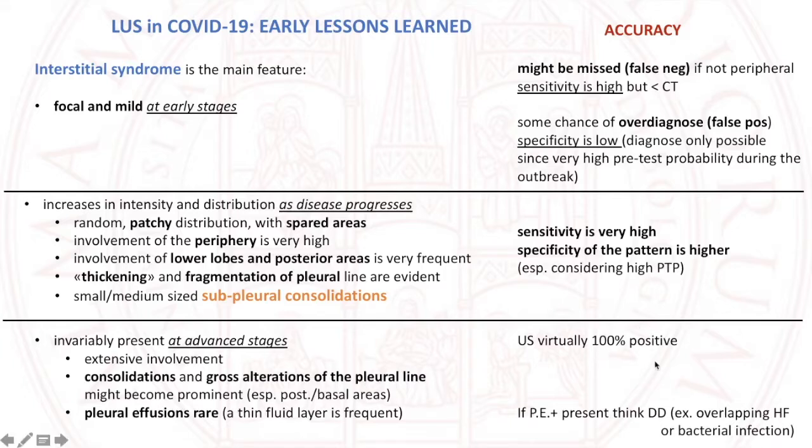Lung ultrasound is virtually always positive. And if we see some pleural effusion, we want to think about differential diagnosis, for example, overlapping heart failure or bacterial infection.